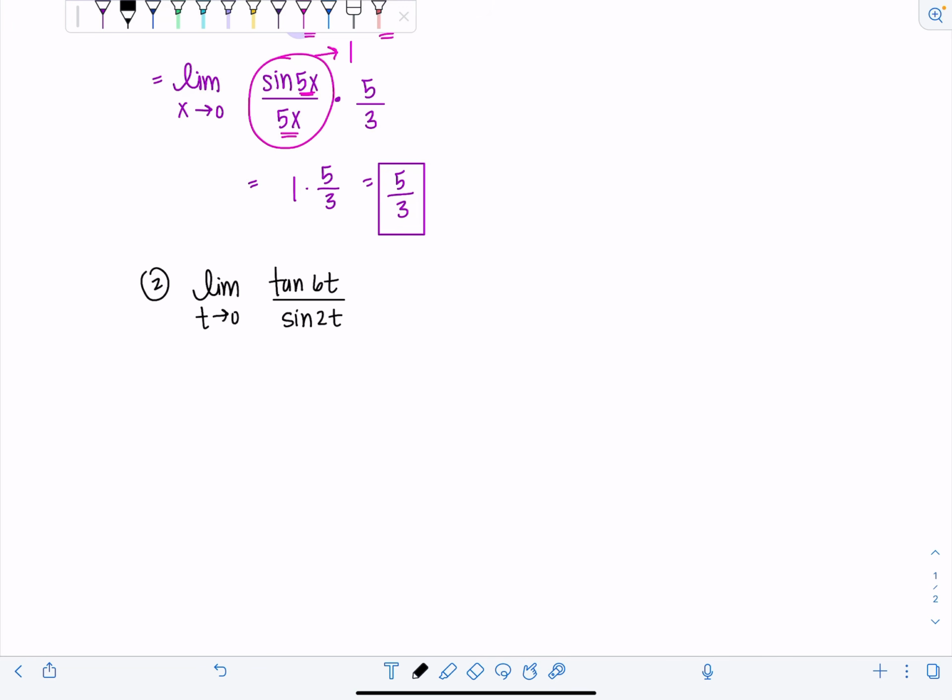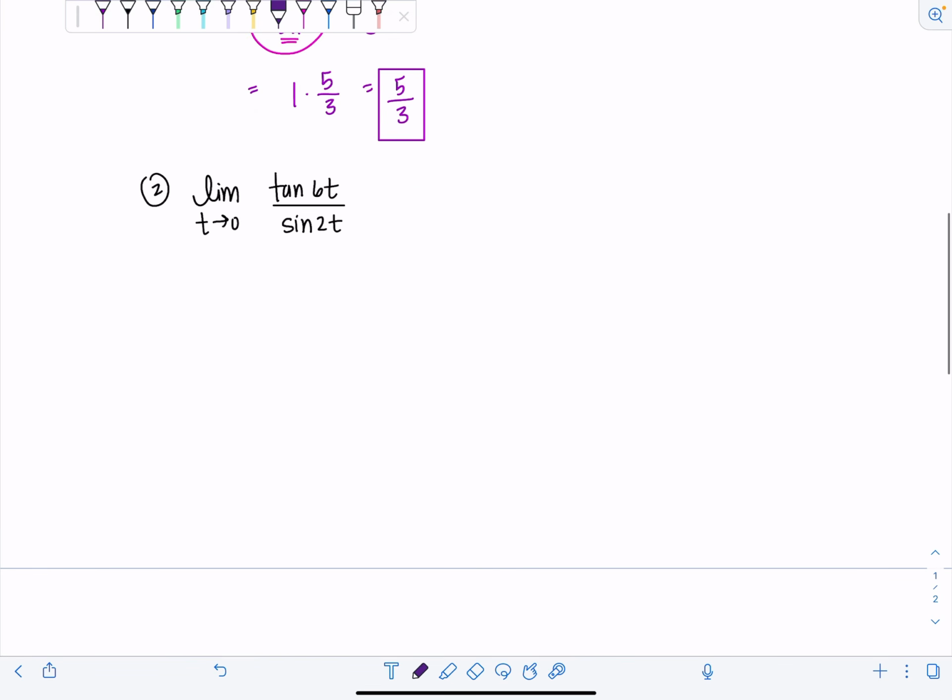Okay, my advice to you is when you're given any other trigonometric function, like tangent, secant, cosecant, cotangent, most of the time it's helpful to rewrite it in terms of sines and cosines. So I'm going to do that first. I'm going to rewrite this now as the limit as t approaches 0. Instead of tangent of 6t, I'm going to write it as sine of 6t over cosine of 6t.